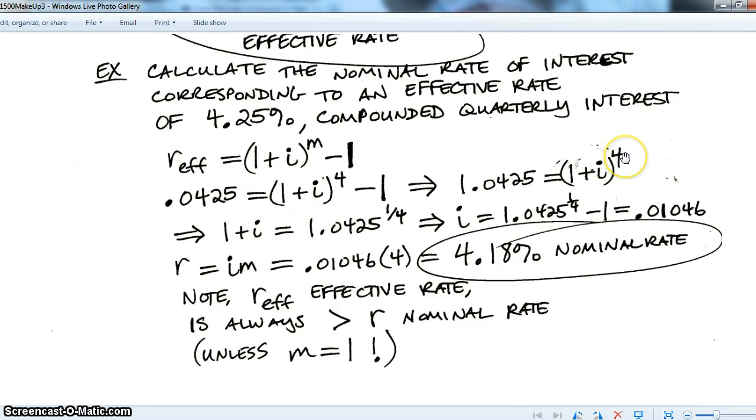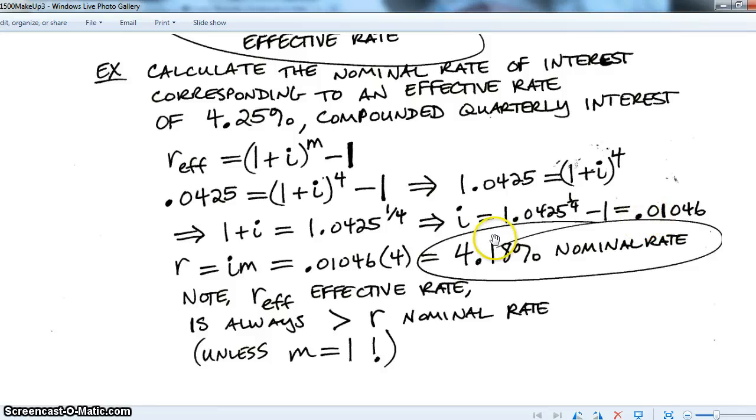So again, to get rid of the exponent, you're taking a root, which means you're raising it to a fractional power. 1 plus i is 1.0425 to the 1/4, and subtract 1 gives us this. So it's the 4th root of 1.0425, and then subtract 1. And that turns out to be roughly 1.046%, or 0.01046.